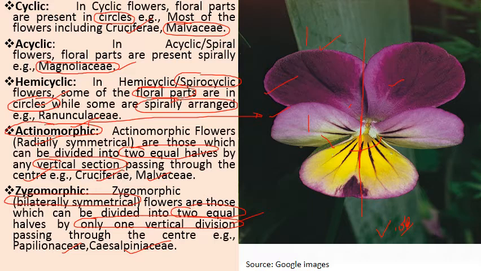Third category is of asymmetric flowers. These are the flowers which cannot be cut into two equal halves from any plane. And these types of flowers are found in the case of Canna indica.